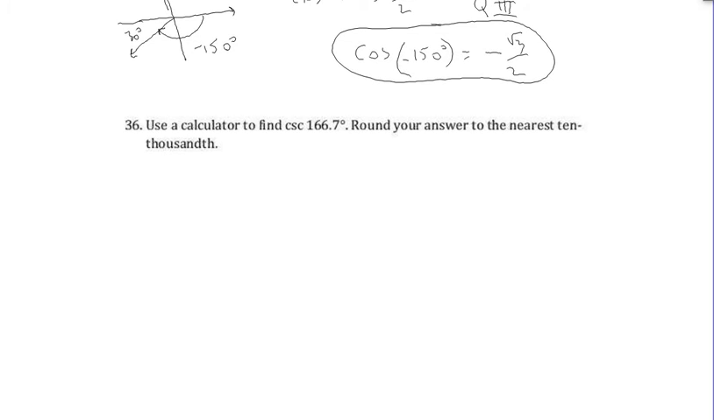Number 36 encourages us to use our calculator to find cosecant of 166.7 degrees. And they ask us to round our answer to the nearest 10,000th, which is 4 decimal places. In the calculator, we need to make sure that we're in degree mode. We also don't have a cosecant button, but we remember that cosecant is 1 over sine. So sine of 166.7 degrees, if we divide 1 by that answer, we will get 4.34688, which rounds to 9.